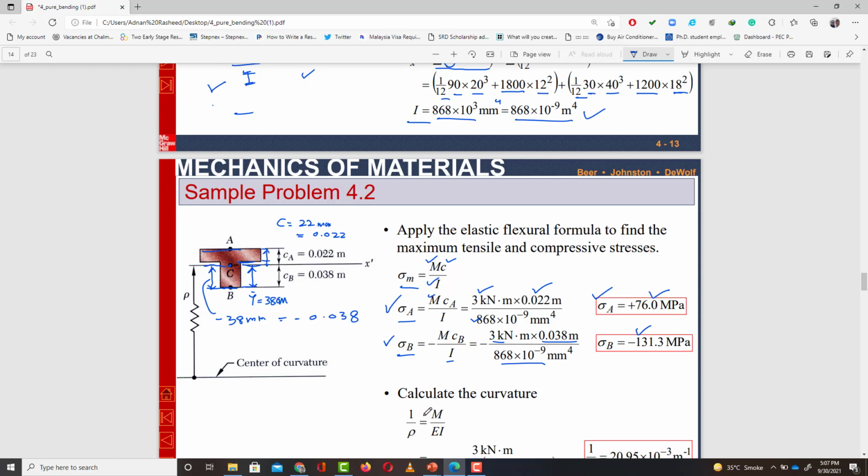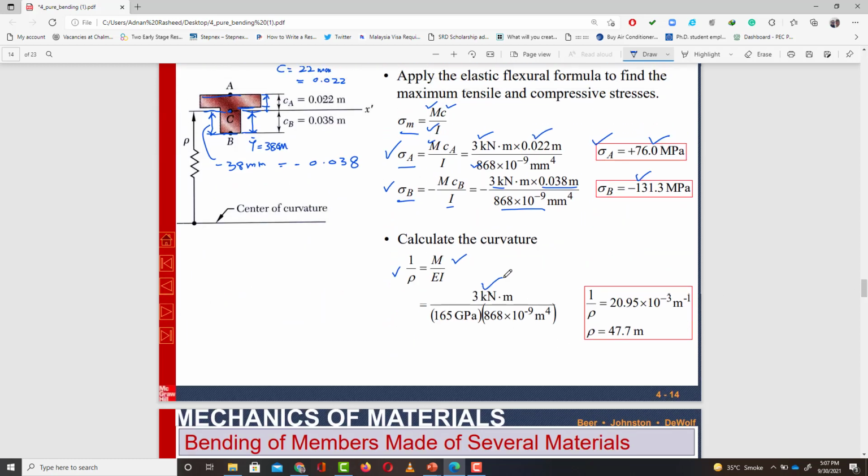As we know, 1 over rho, which is curvature, is equal to M over EI. Now we have M value, we have E that is given in the question, we have I. If you put it, the curvature comes out to be 20.95 into 10 to the power 3. And if you take the reciprocal, the radius of curvature comes out to be 47.7 meter.